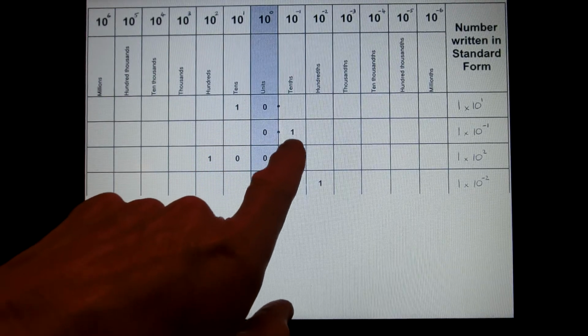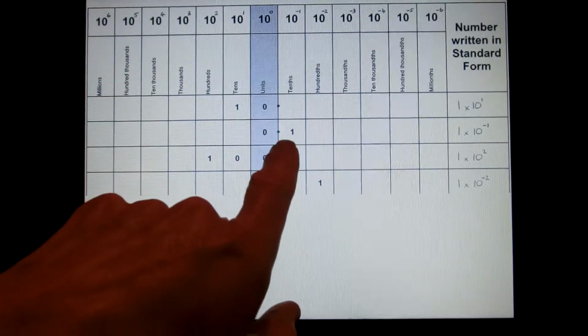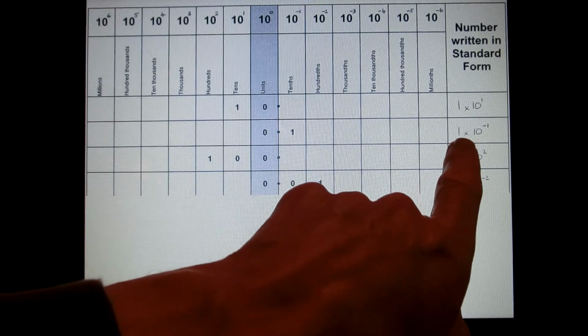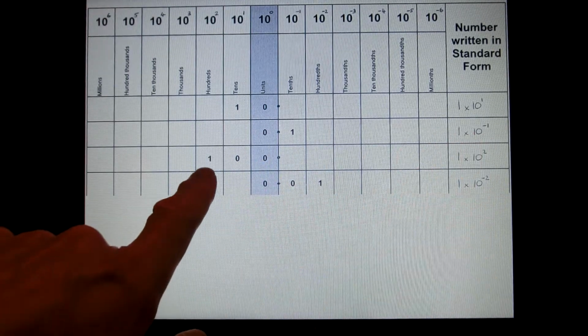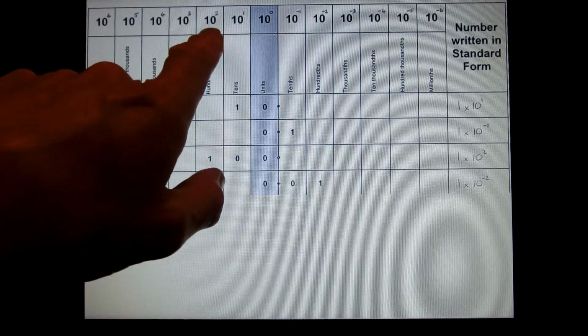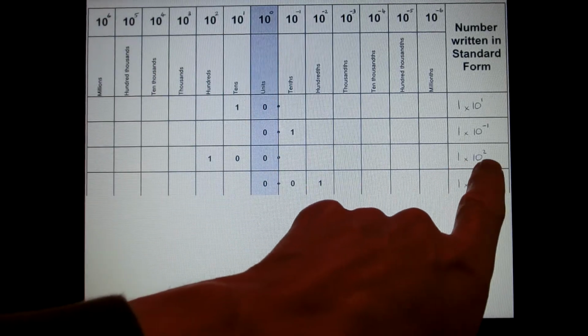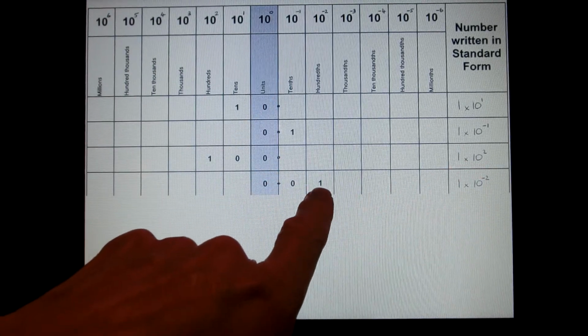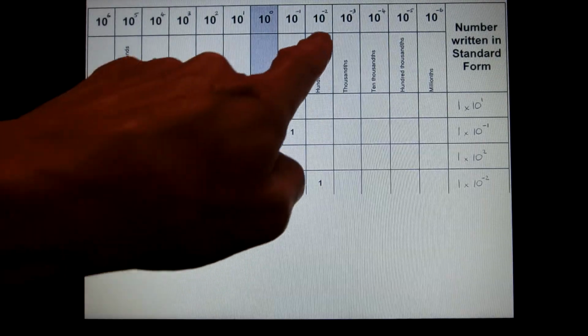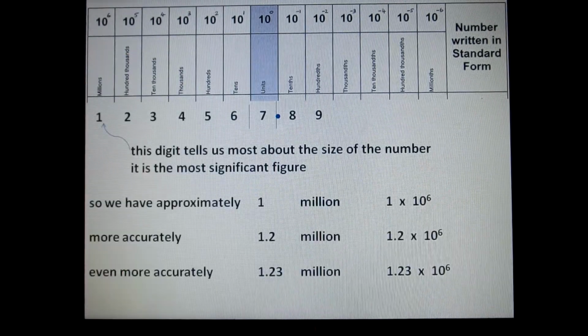This is 1/10. It's one lot of 10 to the minus 1 for a small number. 1 times 10 to the minus 1. This is 100. It's one lot of 10 to the power 2. This is 100th. This is one lot of 10 to the power minus 2.